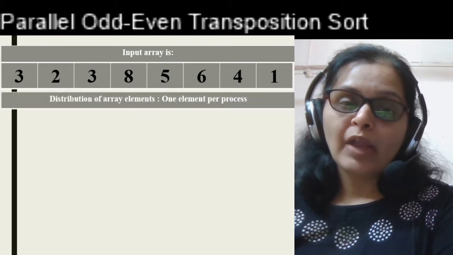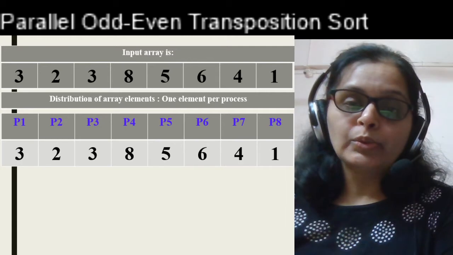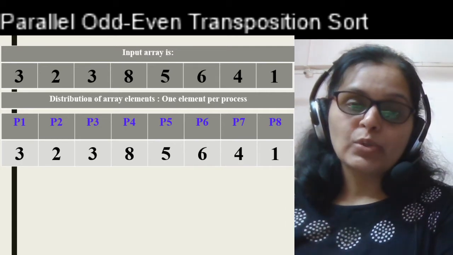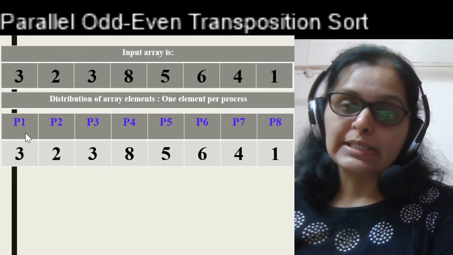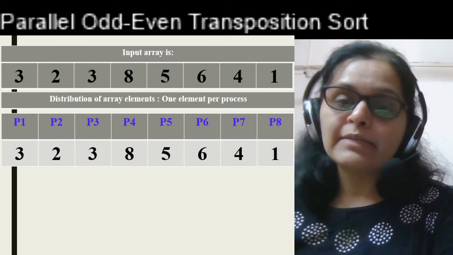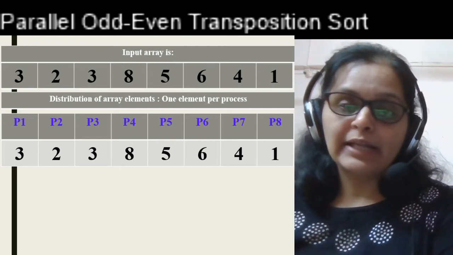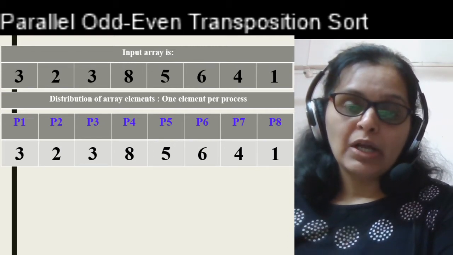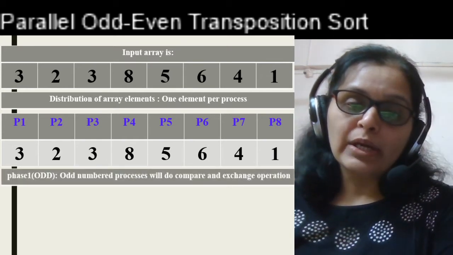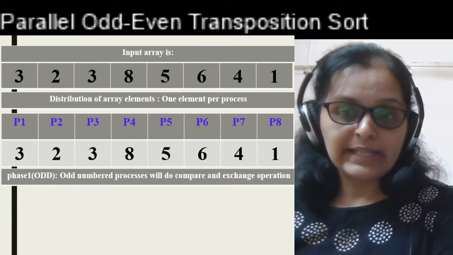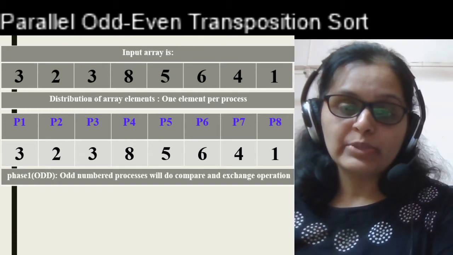Next, first step is distribution of array elements to all the 8 processes. So here we have distributed all the array elements to all the processes. So this is the n is equal to p case. So per process, one element like this we are distributing. So let us go ahead. So again it works in odd and even phases like your serial odd even transposition sort.